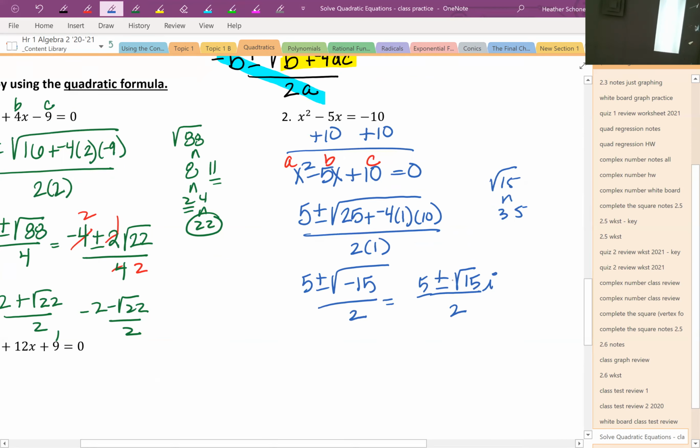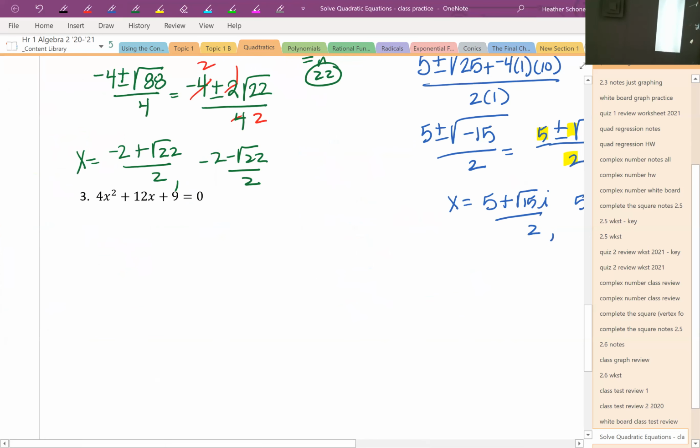Now I can check. I'm looking at the 5, the 1, and the 2. Is there a number that goes into all three of those? Nope. So now I can write my two answers. So one answer is x equals 5 plus the square root of 15i over 2. And the other one is 5 minus the square root of 15i over 2.